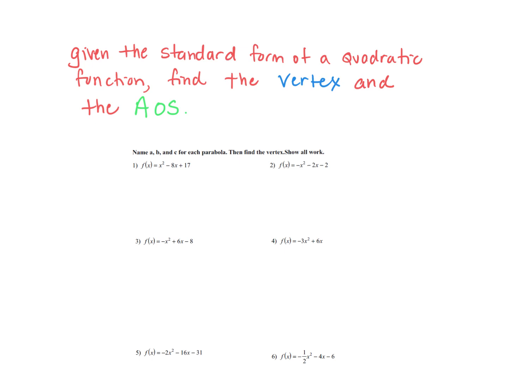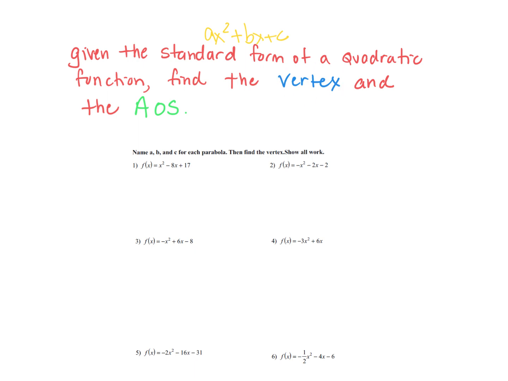All right, we'll be using this video to check our answers to our homework, as well as do a little bit of an extension and find the axis of symmetry also. So our goal here is, given the standard form, remember standard form is ax squared plus bx plus c of a quadratic function, that we want to find the vertex.